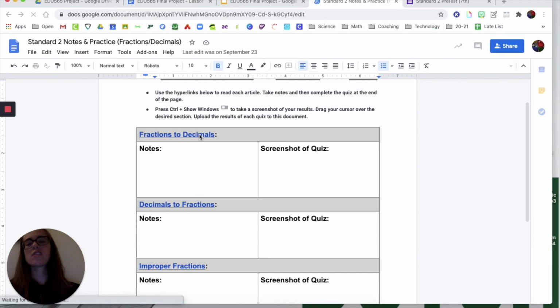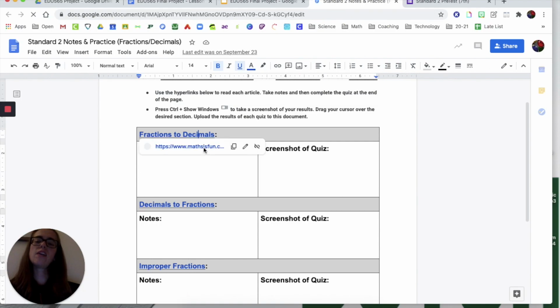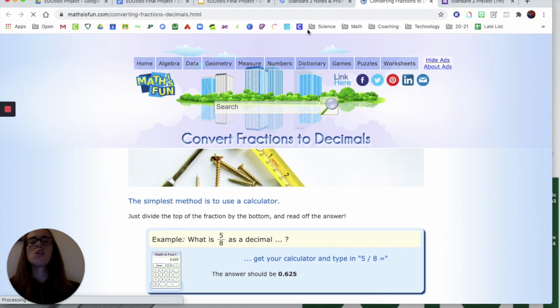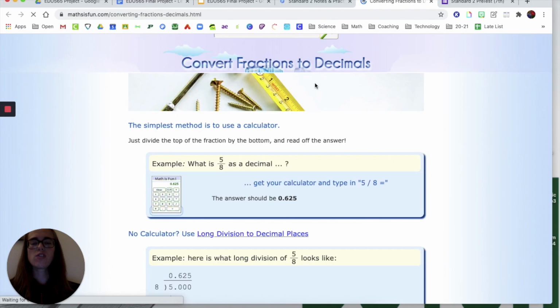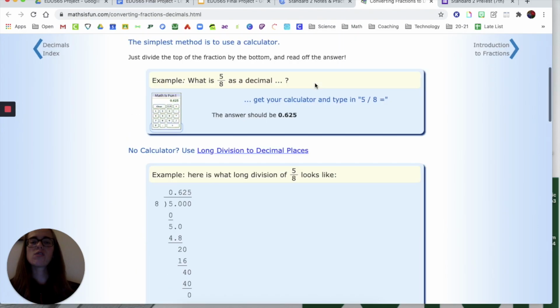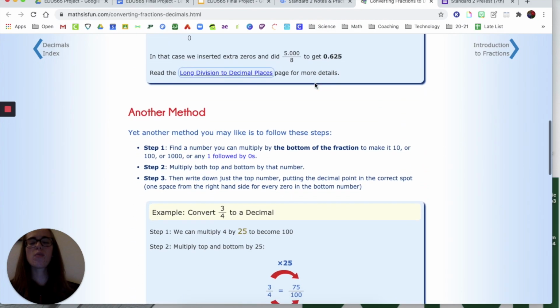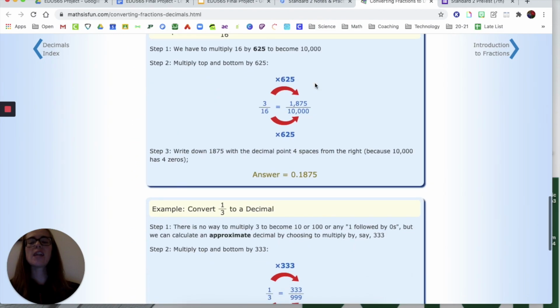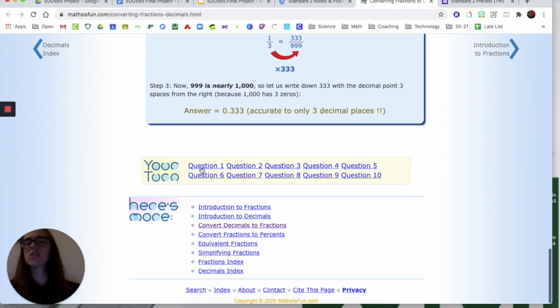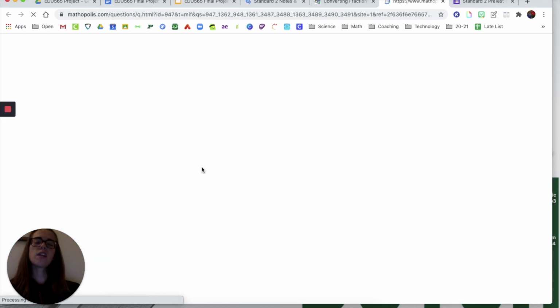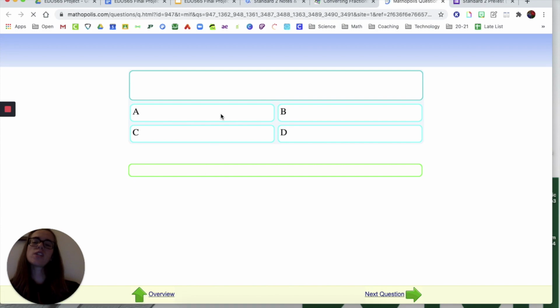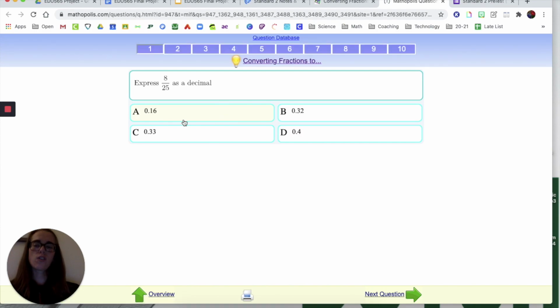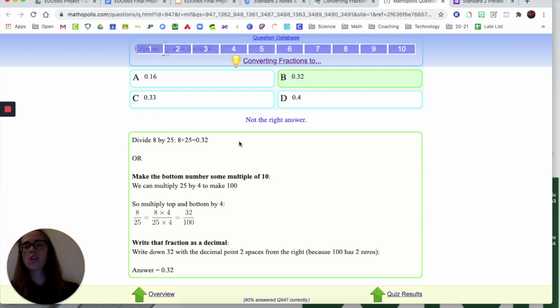So each one of these, there's a link here that goes to a web page that is math notes and examples. So they would read through this page, and there are 3 different strategies. So in the notes section, they would have 3 different bullet points with the notes. And then at the bottom of the page, there are questions where it says your turn. They would click on these and go ahead and complete the questions. If they answer a question incorrectly, and they're all multiple choice, it tells you it's not the right answer and explains how you should do it. And then they continue on from there.